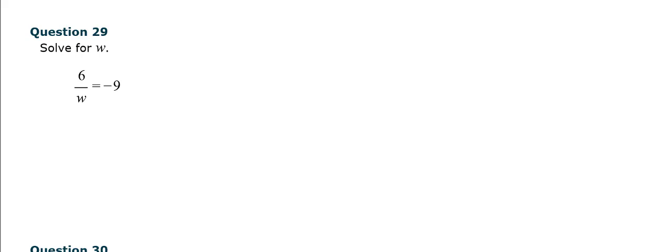Solve for w. 6 over w equals -9. So this is a proportion, and there is more than one way to solve it, but anytime you have one fraction equaling another, 6 over w equaling -9 over 1, we can cross multiply to solve. It doesn't make a difference which order you do this in.